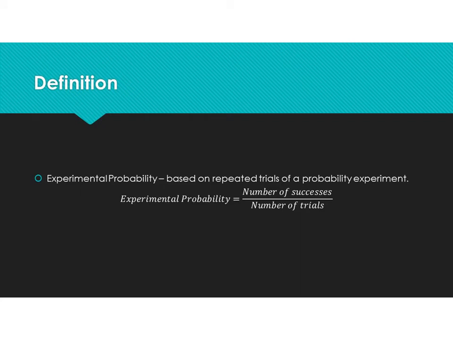There's also experimental probability, and it is based on the repeated trials of a probability experiment. So if I tossed a coin 50 times, I might not land on heads 25 times. I might land on heads 30 times or 40 times or 1 time. Okay, that is your experimental: number of successes over number of trials. And a success is just what you're after. So if I'm trying to land on heads, then that's what a success is measured as.